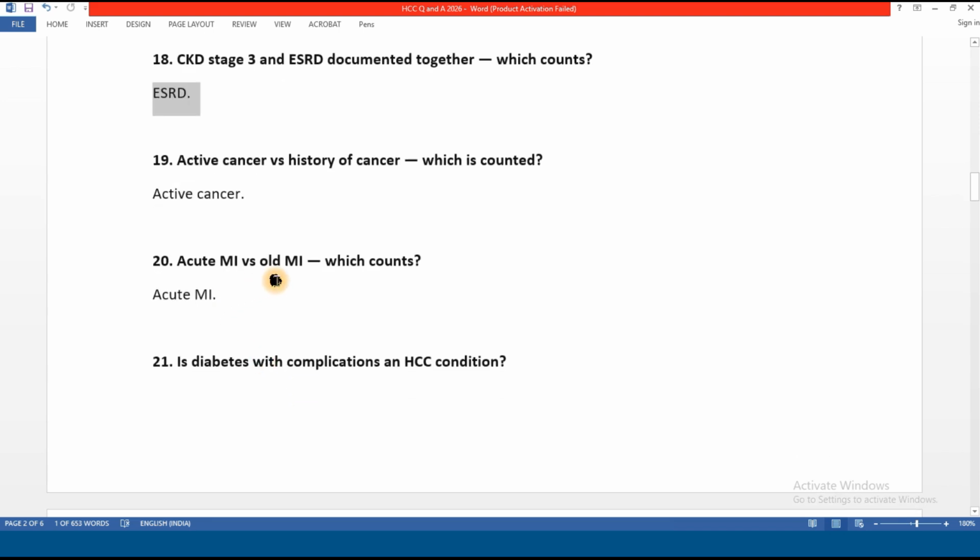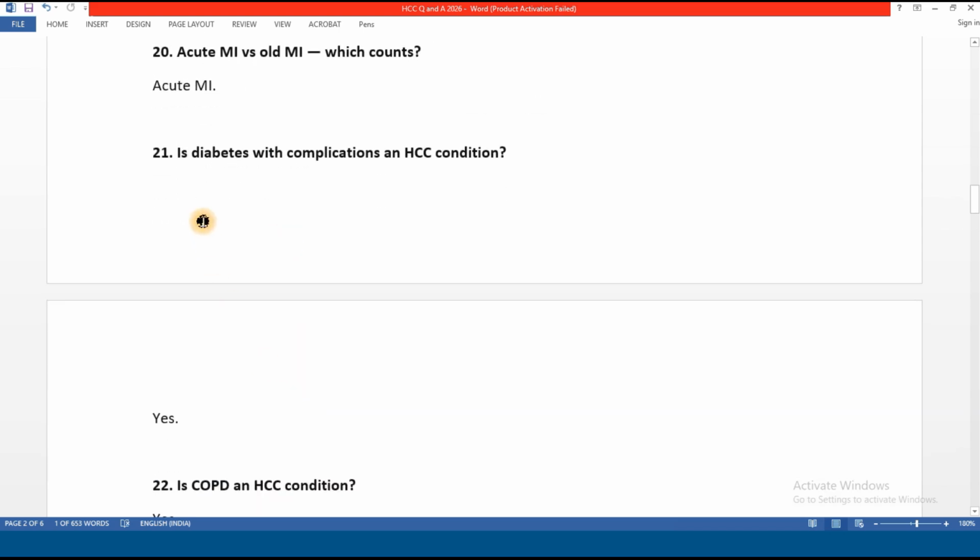Next, acute MI versus old MI, which counts? Acute MI counts whenever documentation contains acute MI as well as old MI. Okay. Next is diabetes with complications, is it an HCC condition? Yes, of course. Diabetes with complications, like diabetes with CKD, diabetes with neuropathy, diabetes with polyneuropathy, diabetes with any other circulatory conditions, comes under diabetes with complication.